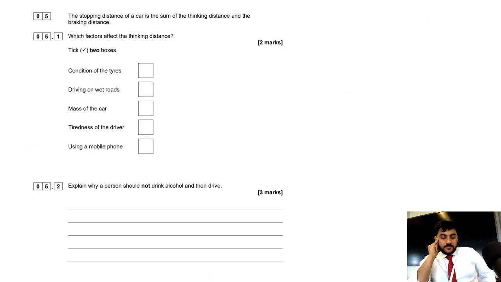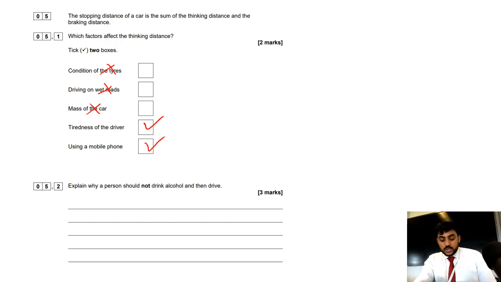All right, 5.1. The stopping distance of a car is the sum of the thinking distance and the braking distance. Which factor affects the thinking distance? How well the driver thinks. Does the condition of the tires affect the driver's thinking, his brain? Absolutely not. Does driving on wet roads? No. Mass of the car? No. The tiredness? Yes. Using a mobile phone? Yes, because it's a distraction.